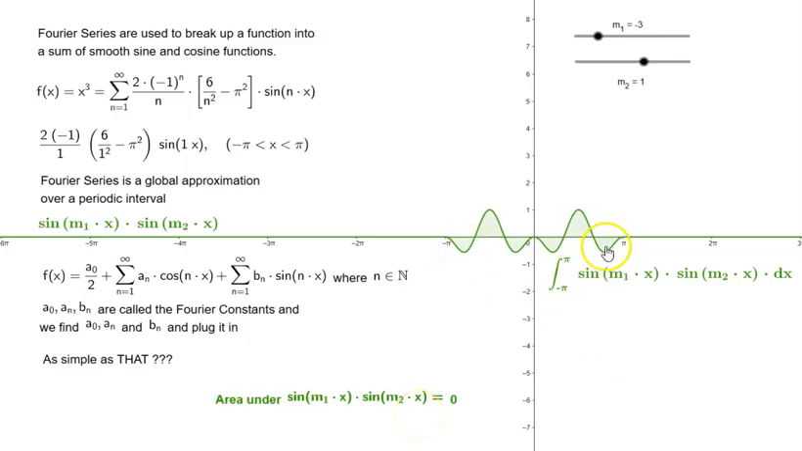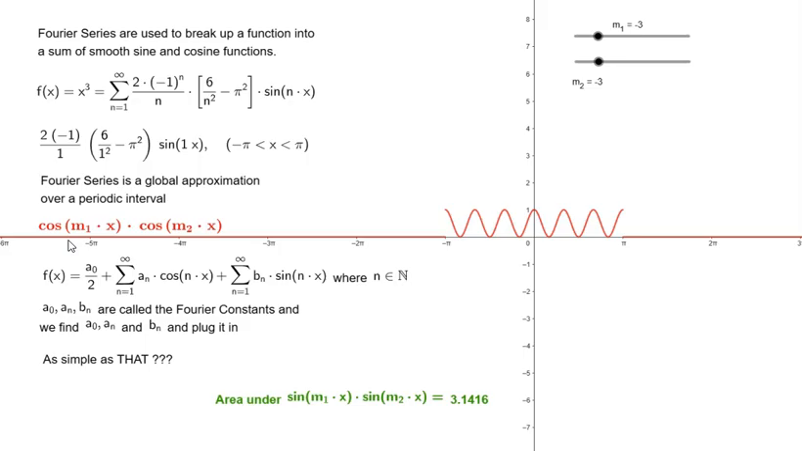because of, again, cancellations. What happens when the absolute values of m1 and m2 are the same? Then there will be an area under the curve which is equal to minus pi if one of them is negative. If both are negative, what happens? It becomes pi.